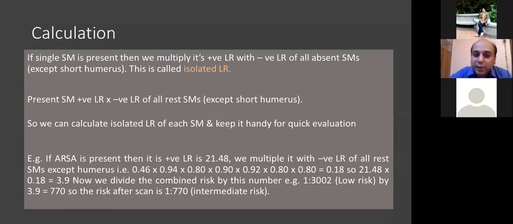The second commonest scenario is when a solitary soft marker is present. To calculate the solitary soft marker likelihood ratio, we multiply the positive likelihood ratio of the soft marker which is present by the negative likelihood ratios of all the soft markers except short humerus. We name it the isolated likelihood ratio, and we can calculate this for every soft marker and keep it handy for quick evaluation.